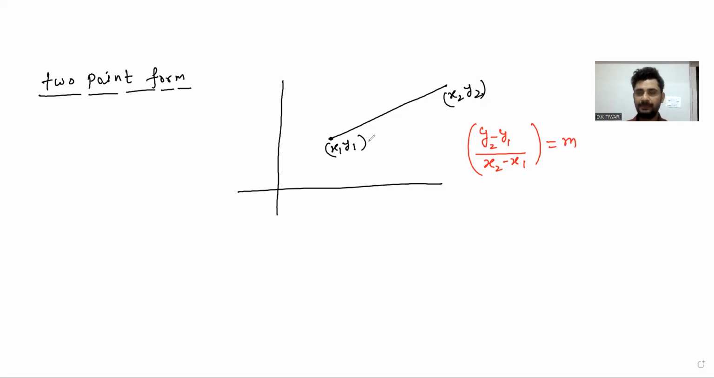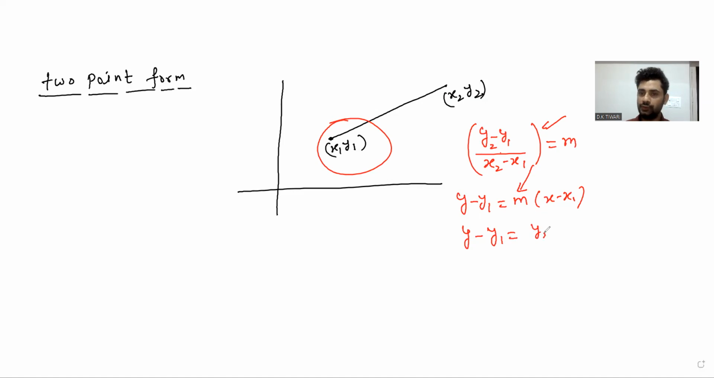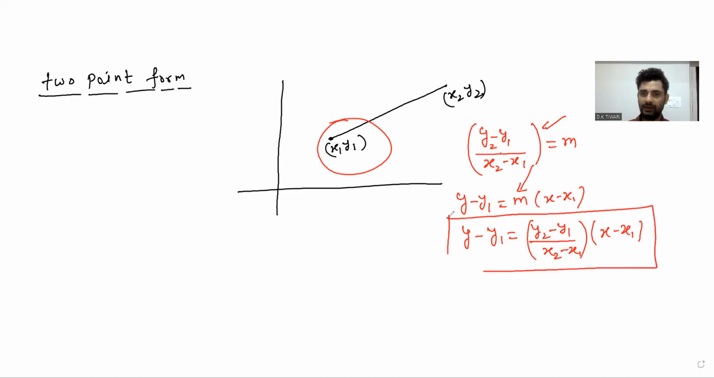And as we know, if a line is passing through 1 point or 2 points, we can easily write the equation. What is that equation? The last concept: y minus y1 is equal to slope times x minus x1. And now, what is the slope for this case? This is the slope, so you just put the value of m over here. So it will be y minus y1 is equal to (y2 minus y1 divided by x2 minus x1) times (x minus x1). This is the 2-point form of the line. Correct? Is there any doubt in this concept?